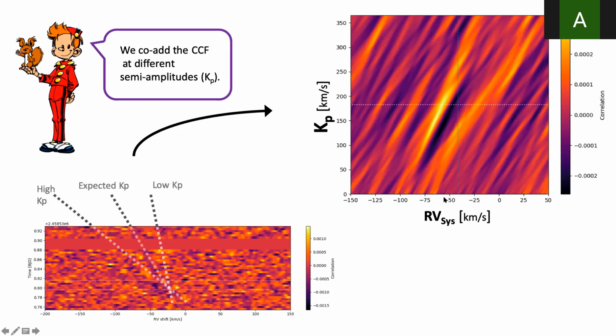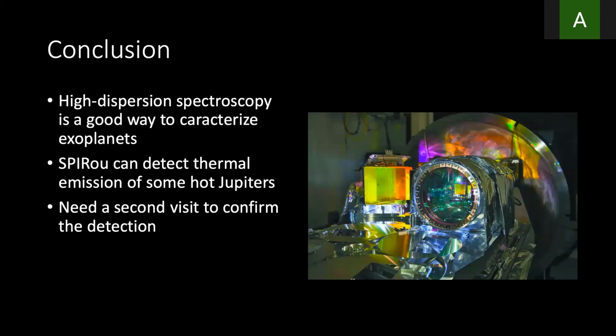To confirm this detection of the atmosphere of a hot Jupiter, we are waiting for other observations occurring this semester. We will also try to test different atmospheric models of the hot Jupiter. So in conclusion, high dispersion spectroscopy is a good way to characterize exoplanets. SPIRou can detect thermal emission of some hot Jupiters, and you all have access to SPIRou. You can submit a proposal next semester. And we are waiting for a second visit to confirm our detection. Thank you.